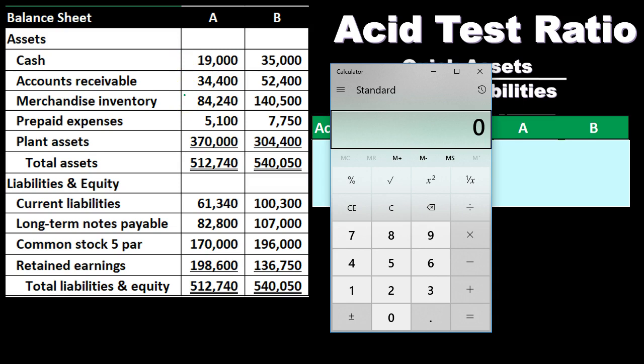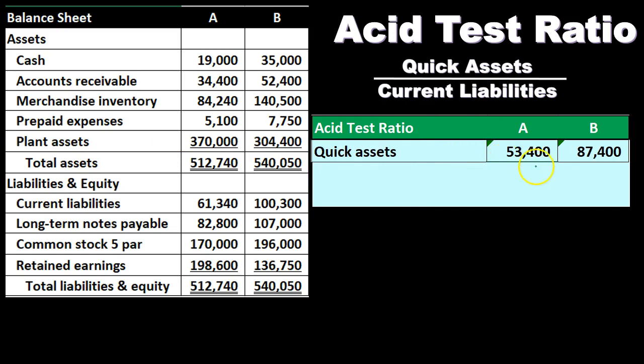We're going to be more safe. What if we don't sell the inventory? Then we wouldn't be able to pay off our liabilities. I don't want to include those to see if we can pay off our current obligations. So we're going to say, all right, it's just going to be the $19,000 plus the $34,400. And that's going to be the $53,400. We do the same for B, and we get the $87,400. We'll compare those to the same current liabilities. We're not going to shorten the liabilities. This is what is owed within the next time period. So we owe $61,340. It is what it is.